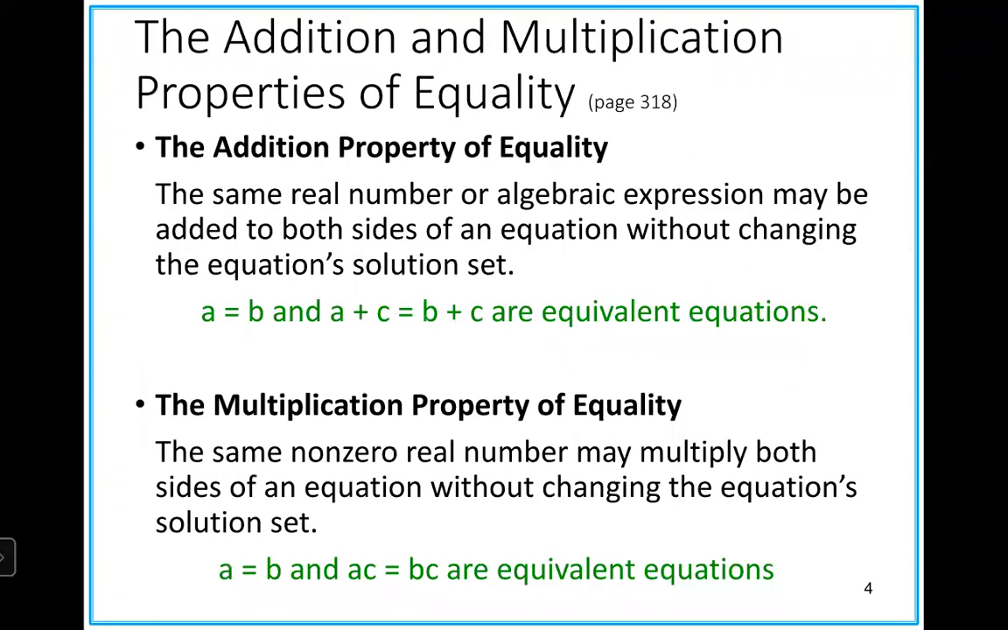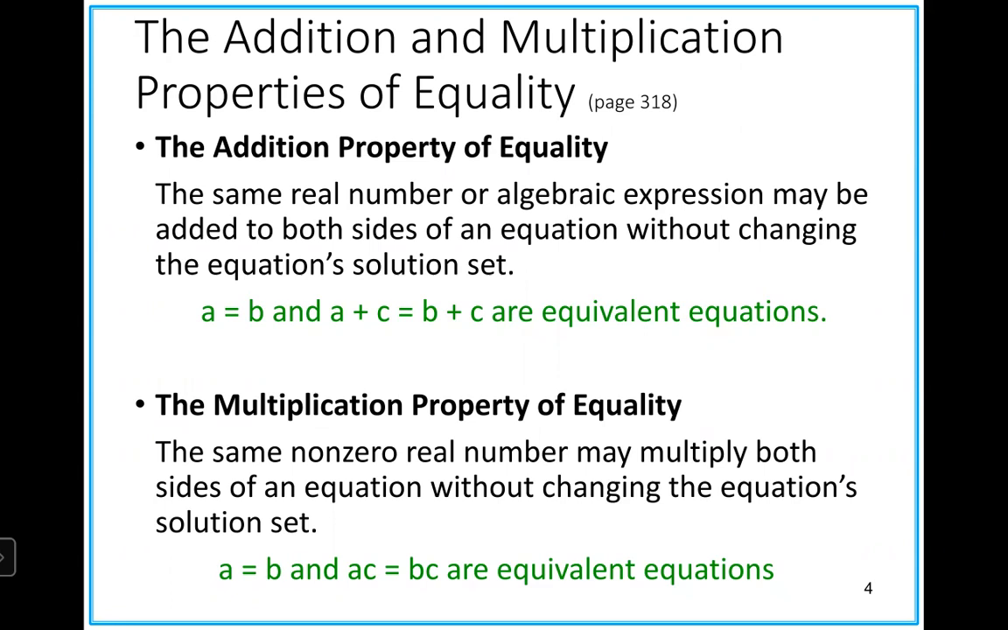Now, on this page 318, they make reference to addition and multiplication properties of equality. I think we did this when we were doing some other properties of numbers.